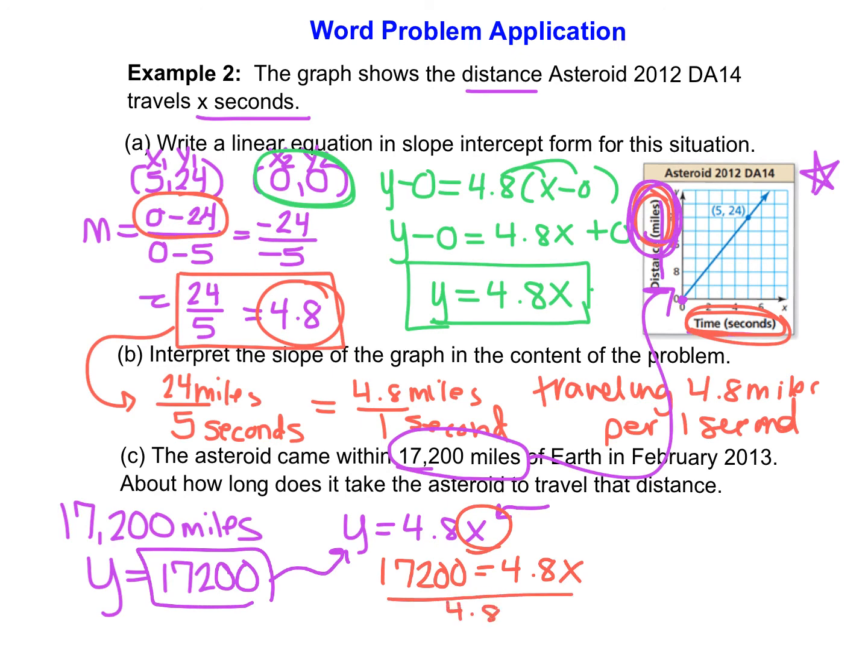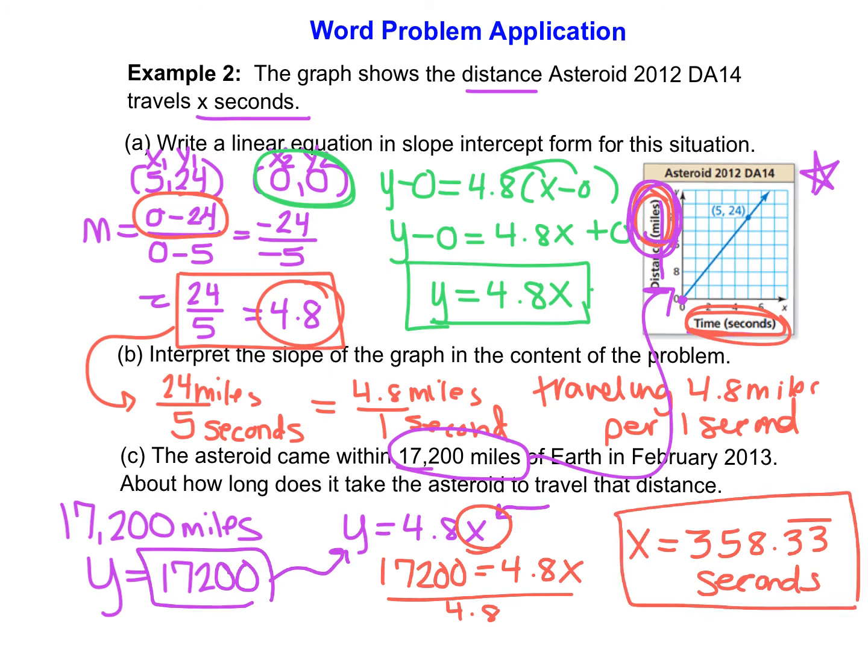So we divide 4.8 on each side, and we find that x is equal to approximately 358.33 repeating seconds. So we find that it would take approximately 358.33 repeating seconds to travel that 17,200 miles.